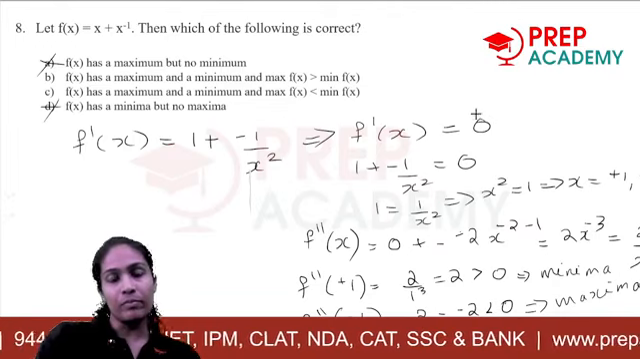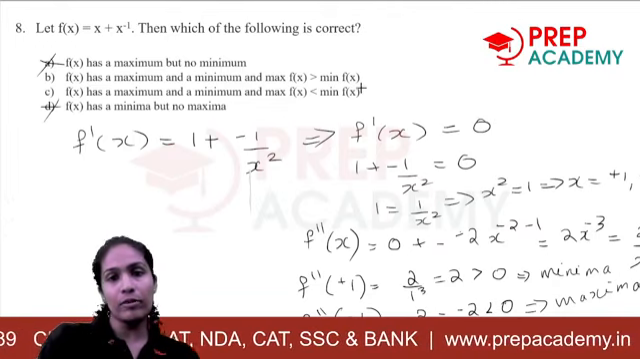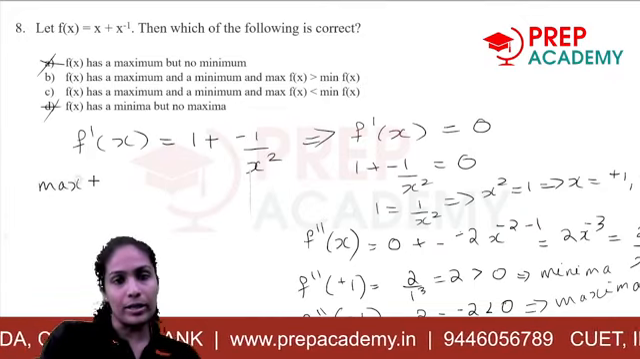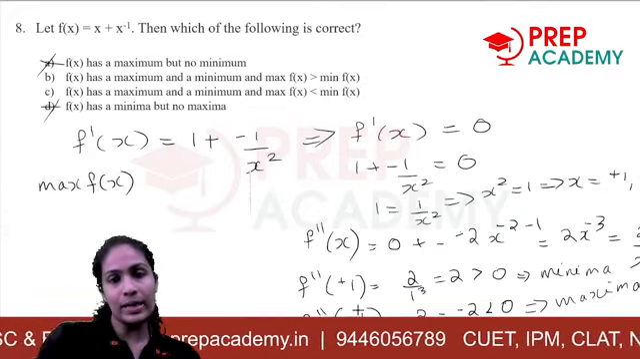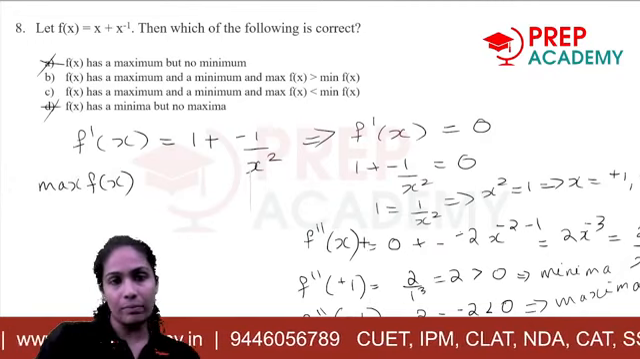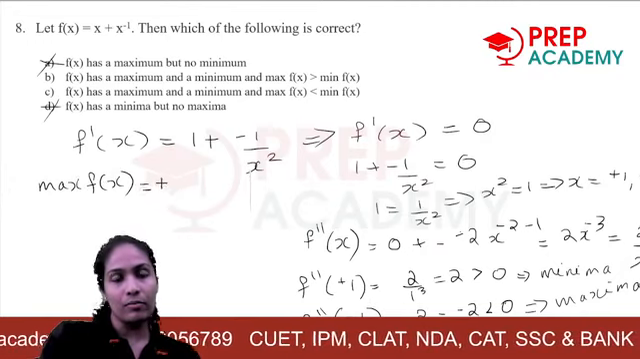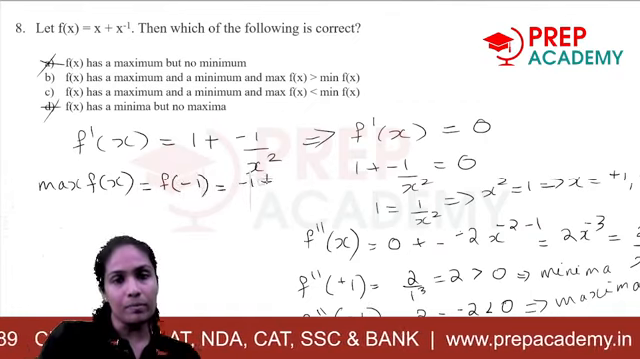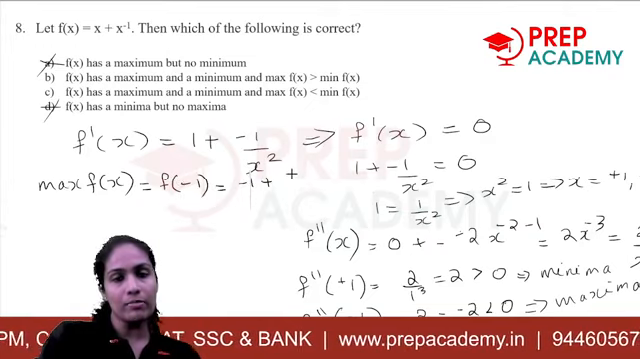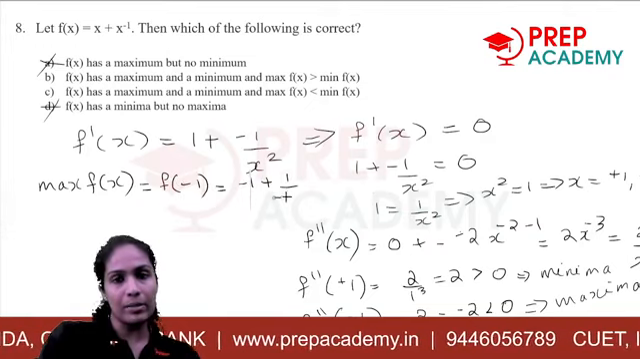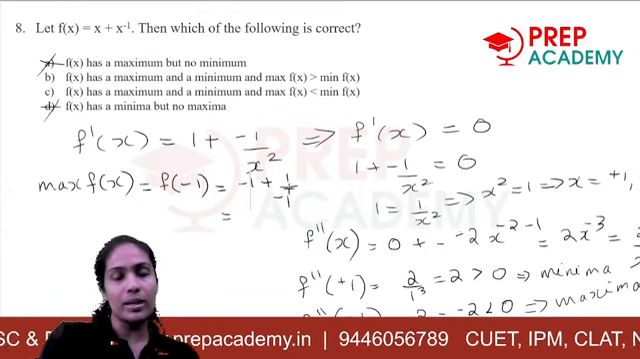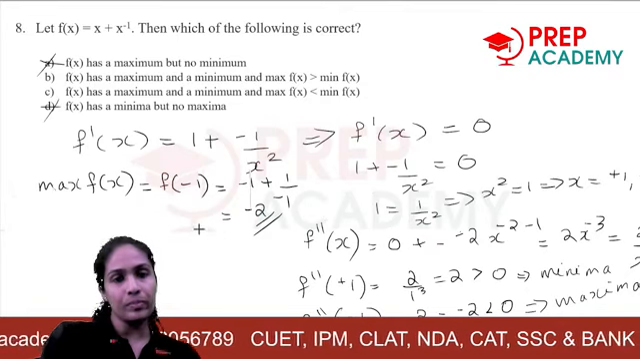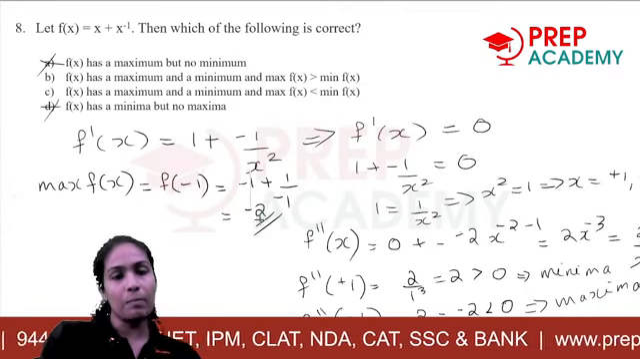find which value is greater, that is maximum of f of x or minimum of f of x. So first you have to find maximum of f of x. Maximum is obtained at minus 1. So to find the maximum of f of x, find f of minus 1. So f of minus 1 is minus 1 plus minus 1 raised to minus 1, which means 1 by minus 1. So it's equal to minus 1 plus minus 1, which is minus 2. So maximum of f of x is equal to minus 2.